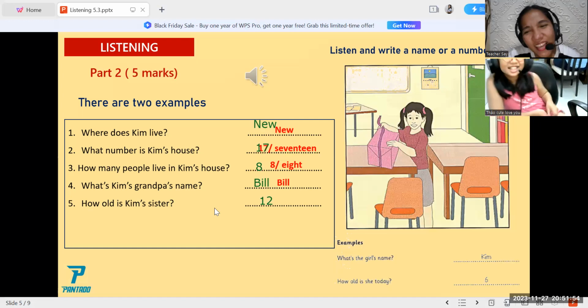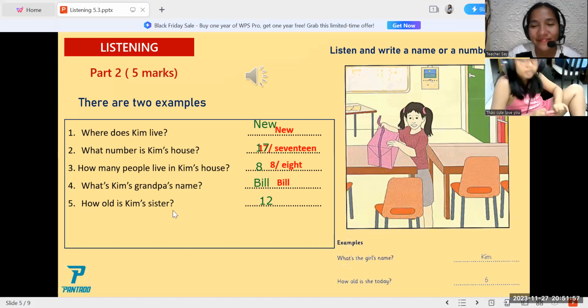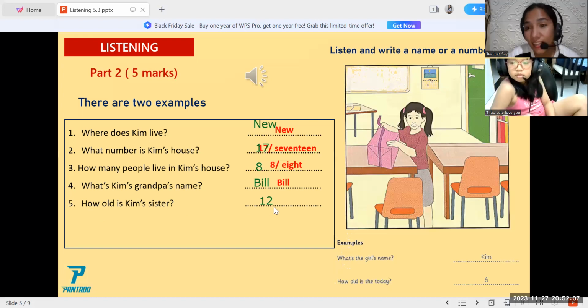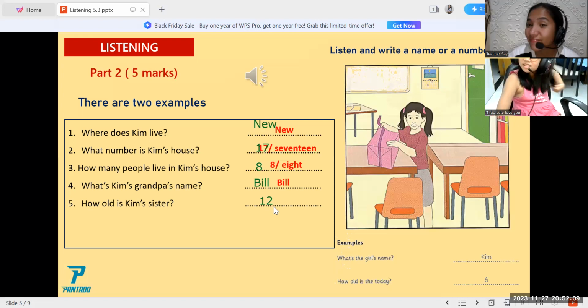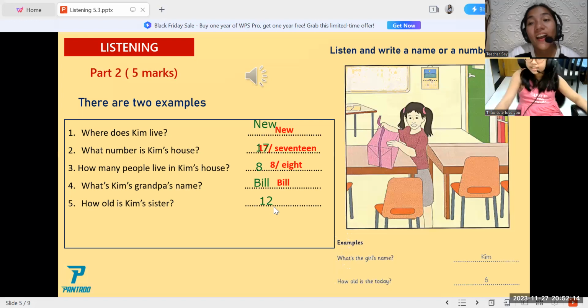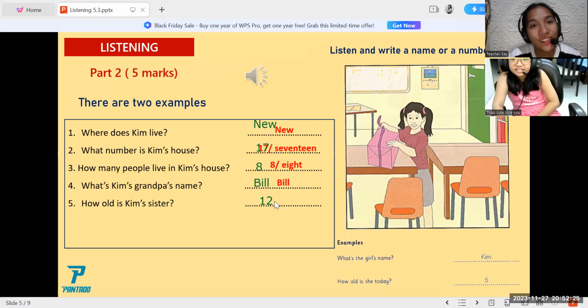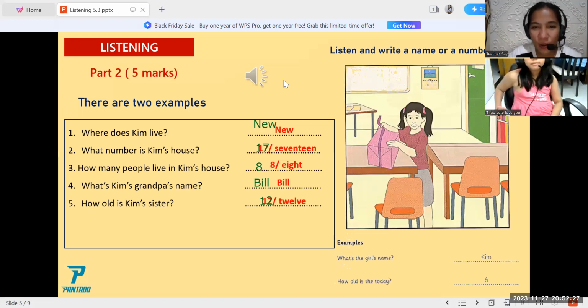Please read the number five. How old is Kim's sister? Oh, so how old is Kim's sister? It is 12? Yes, true. Are you sure that it is 12? Yeah. Okay, so now let's see if your answer here is correct. Yes, very good. So now can you count your score?